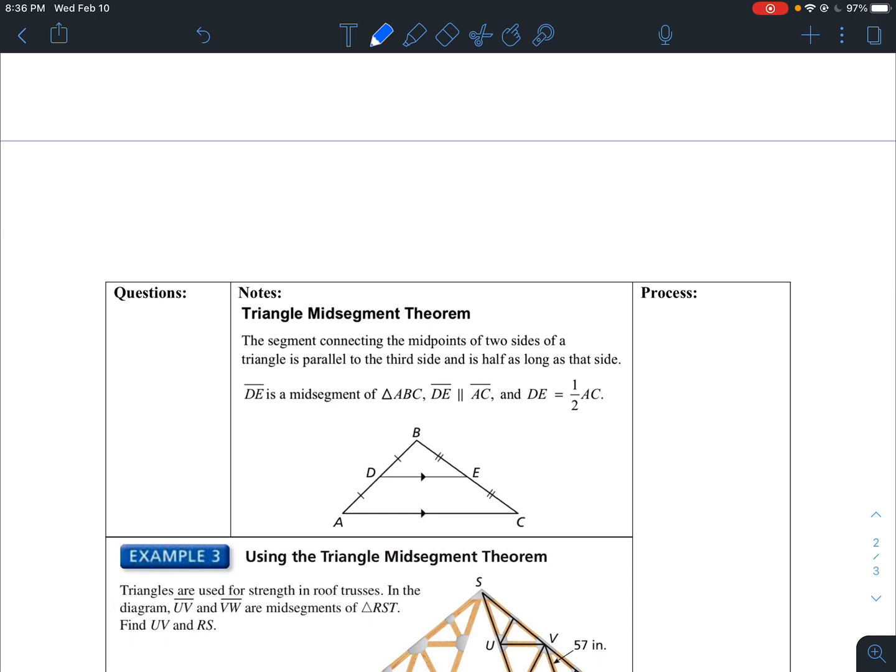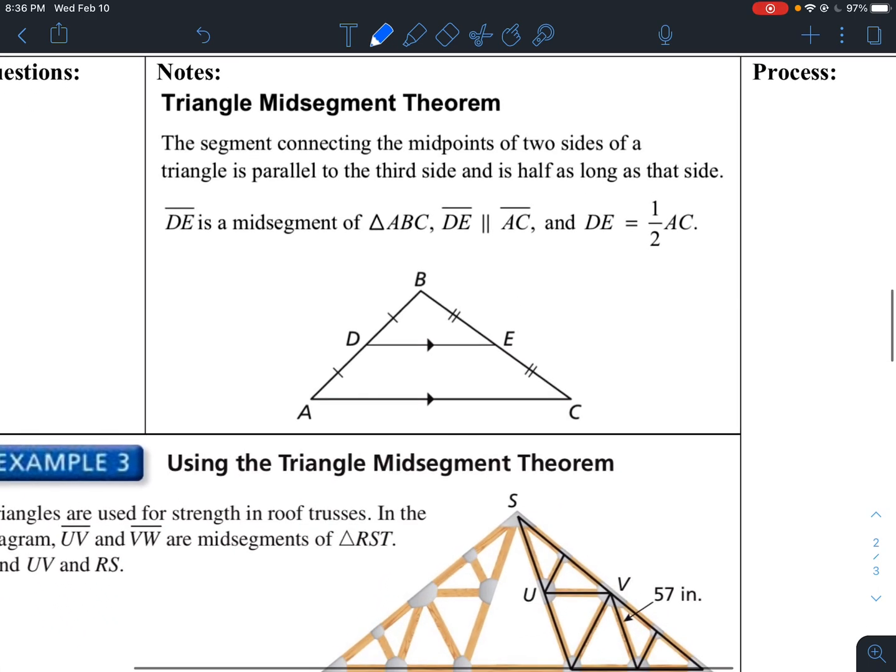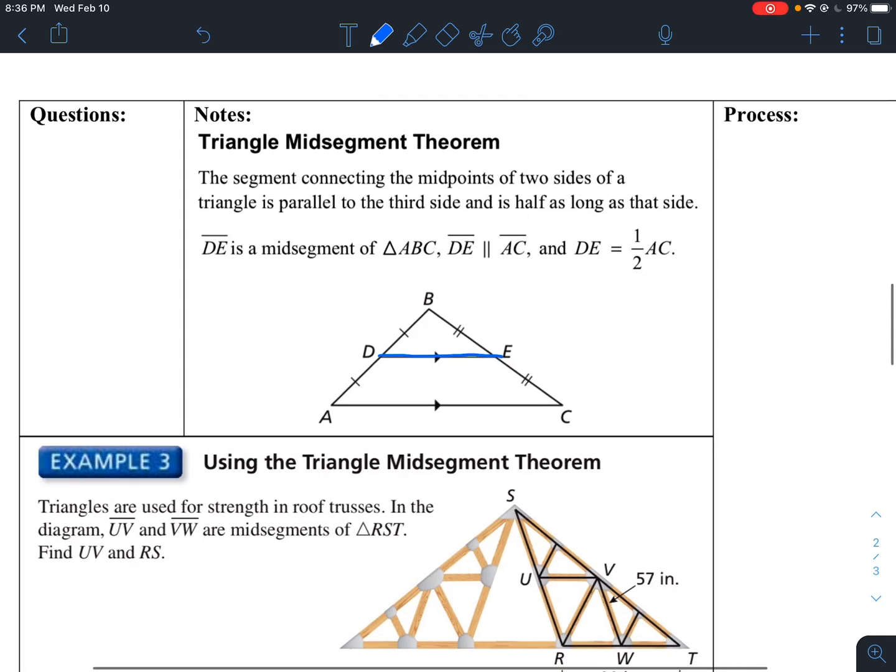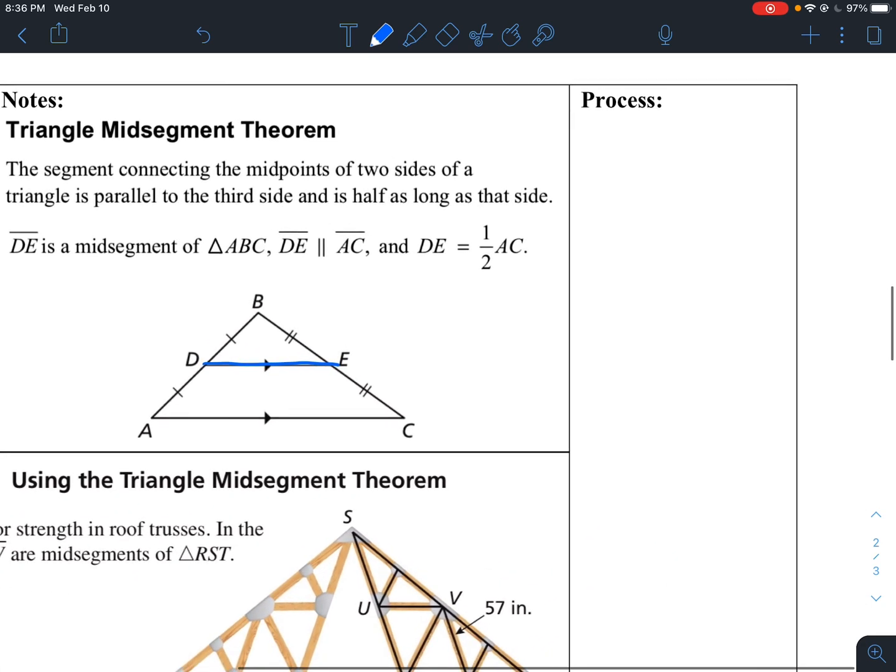Now the mid-segment theorem states that if DE is the mid-segment of this triangle, so again we need to make sure that we have requirements. So 1, DE is a mid-segment of the triangle. So in this case, we'll call this triangle ABC.